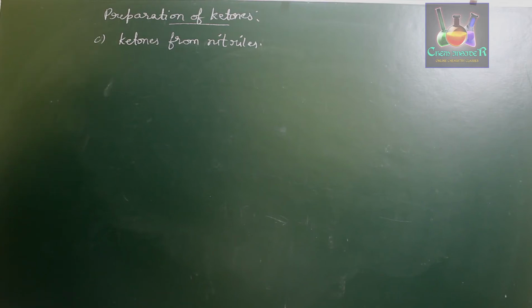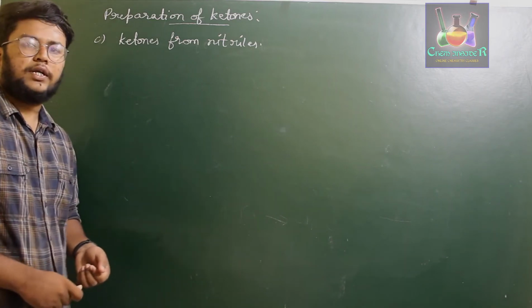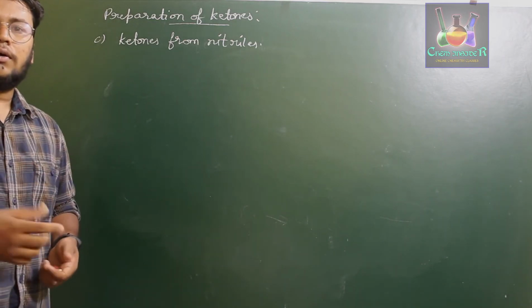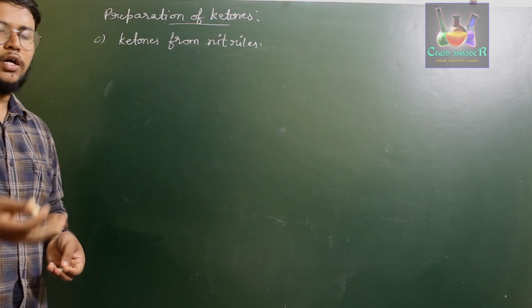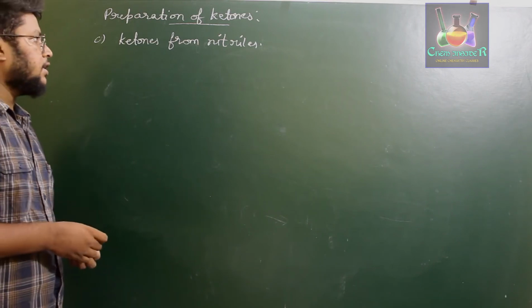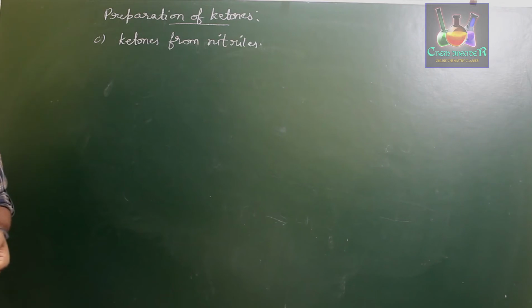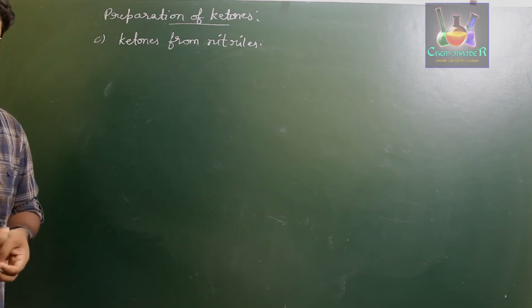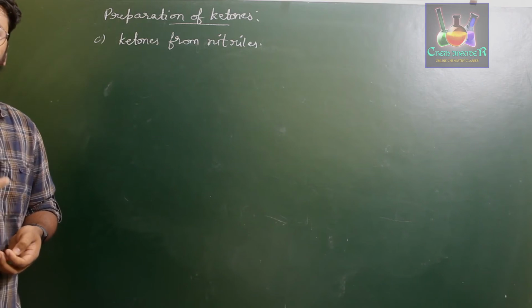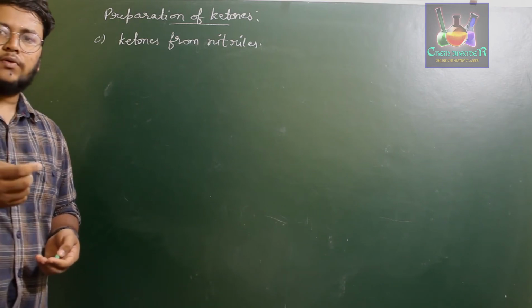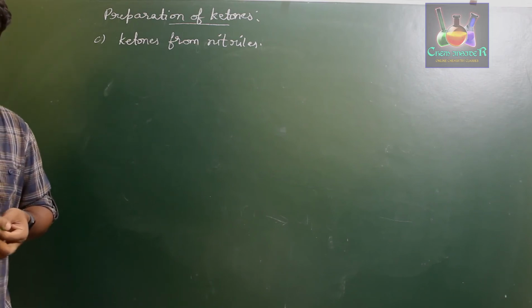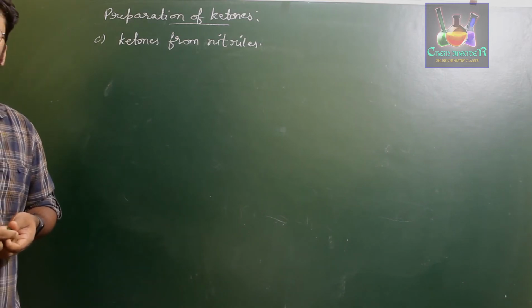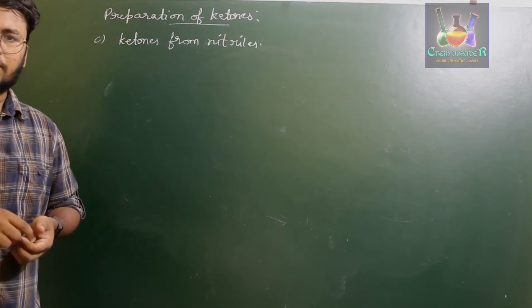For the preparation of ketones from nitriles, in the preparation of aldehyde we treated nitriles with reducing agents such as stannous chloride in presence of HCl, and then continued with hydrolysis. But in this case, when you treat nitriles with Grignard reagent and on further hydrolysis, they will form the respective ketone. In the previous case of aldehydes, we formed a complex of imine, and then hydrolyzed those imines to form the aldehyde.